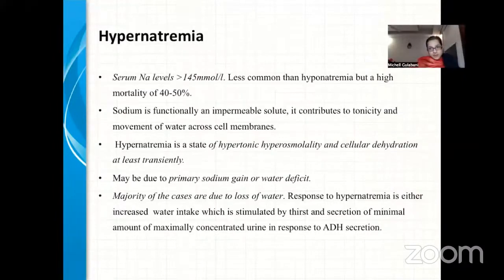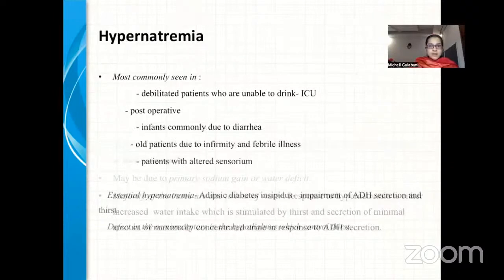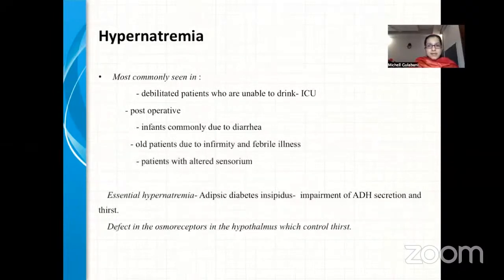So what is hypernatremia? Now, when we come to hypernatremia, we see that the serum sodium levels are more than 145. It has a less common occurrence than hyponatremia, but a high mortality ranging from 40 to 50%. And the majority of the cases are due to loss of water. However, there also may be cases because of primary sodium gain or water deficit. Commonly seen in debilitated patients in the ICU, post-operatively in infants, commonly due to diarrhea, and old patients.